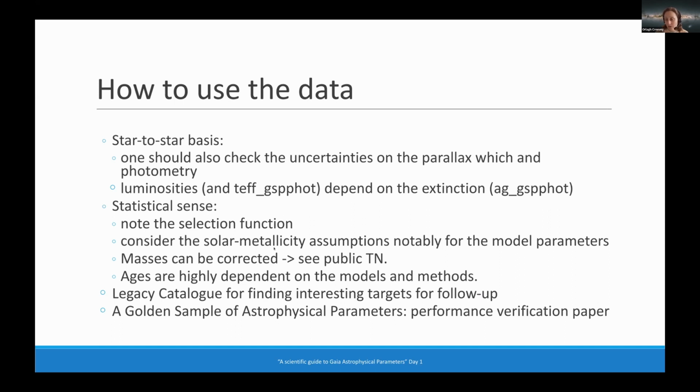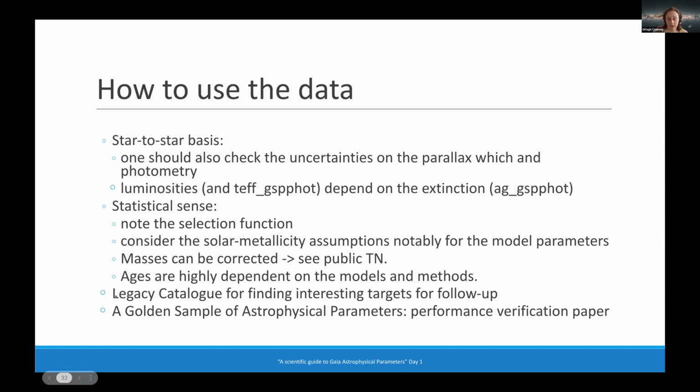You need to consider the solar metallicity assumption, notably for the model parameters. Okay, it's not so important for the bolometric correction, but we also use the metallicities there, but the metallicity has a smaller effect on the bolometric corrections compared to, for example, the temperature and the surface gravity, which are good. The masses can be corrected if you know your star is not solar metallicity. You can correct them. So see the public technical note with the coefficients published.